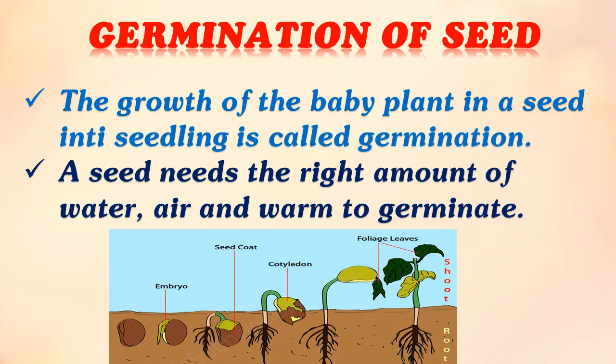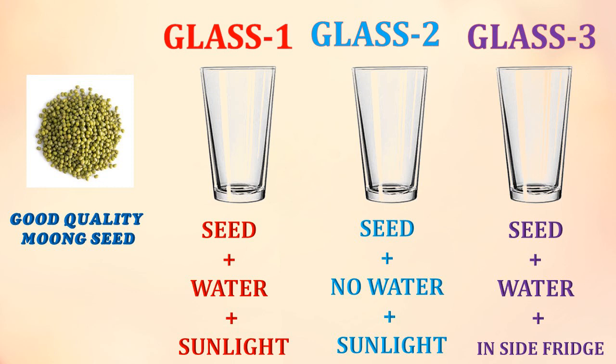Next is our germination. We can say that the growth of a baby plant in a seed into a seedling is called germination. A seed needs the right amount of water, air and warmth to germinate. You can test the process of germination in your home also. So now we are going to explain how to test the germination at home.